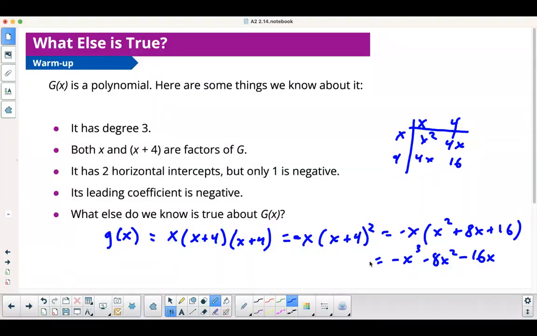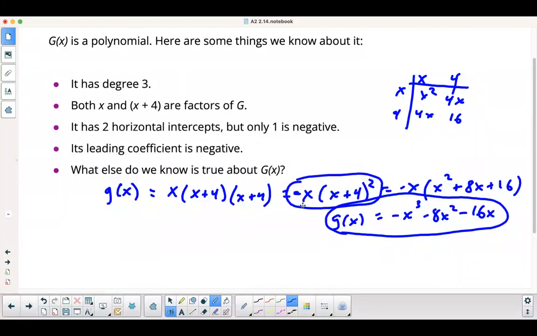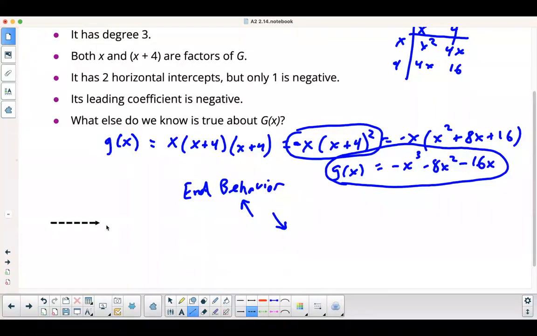And that would be my polynomial in standard form, or general form. Right there, you've got polynomial form. So we know this is the same, and this could be factored form. What else do we know? We know the end behavior. Since it's negative and odd, the left side goes up and the right side goes down. And we could probably also sketch a graph. I bet we have enough info here to sketch a real rough graph.